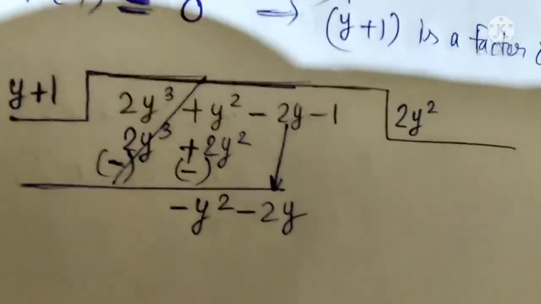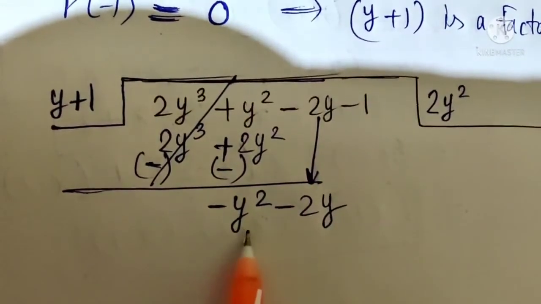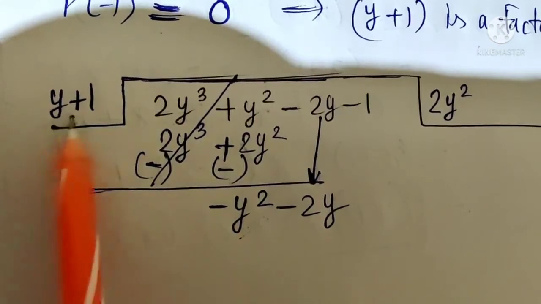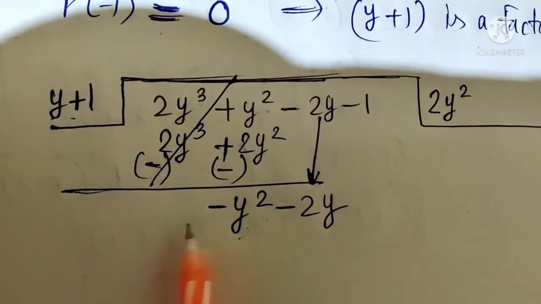Okay, now our dividend becomes this one. So I have to think now by which number I should multiply this y so that it becomes y square, and that is minus also.